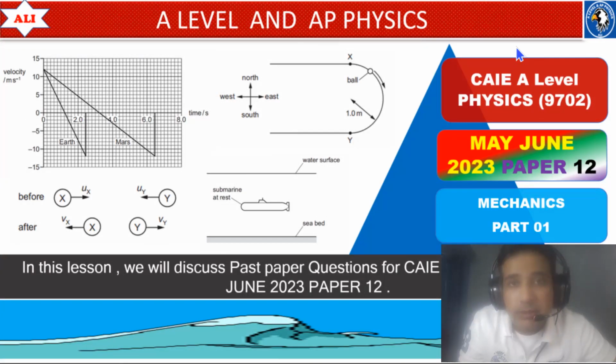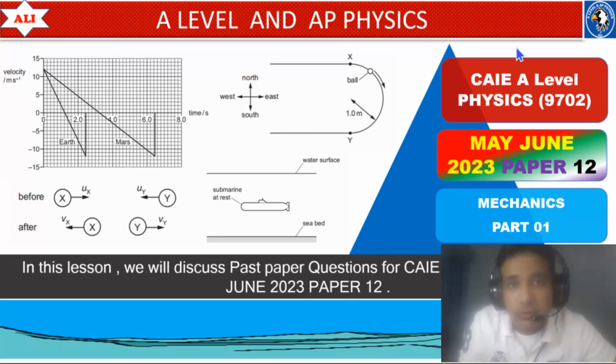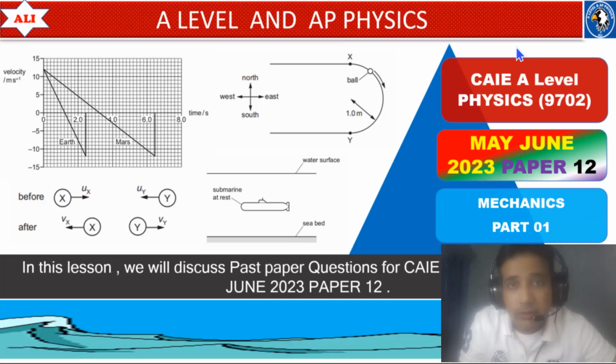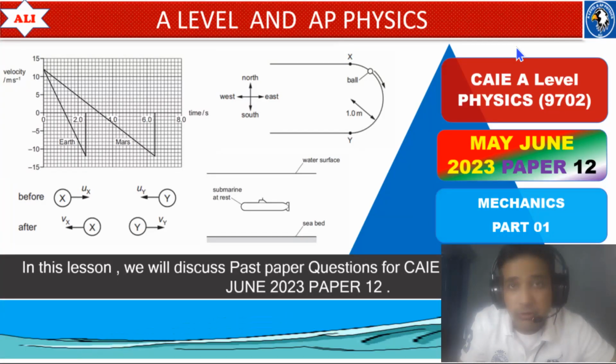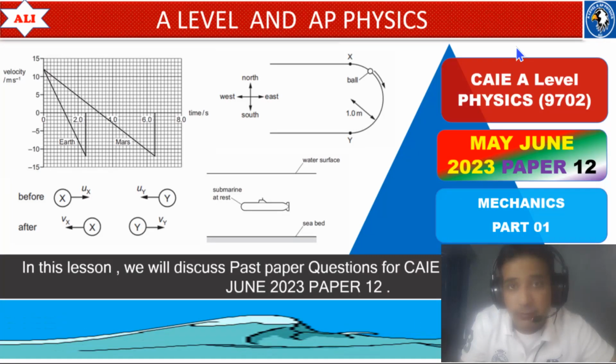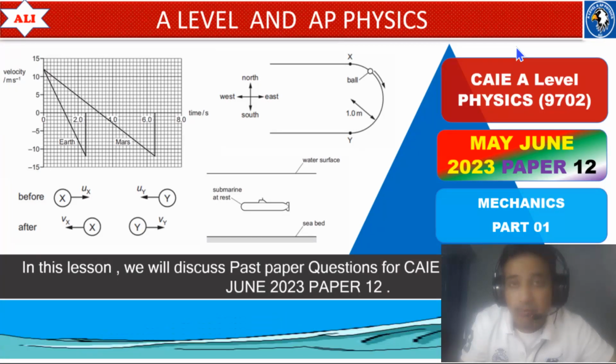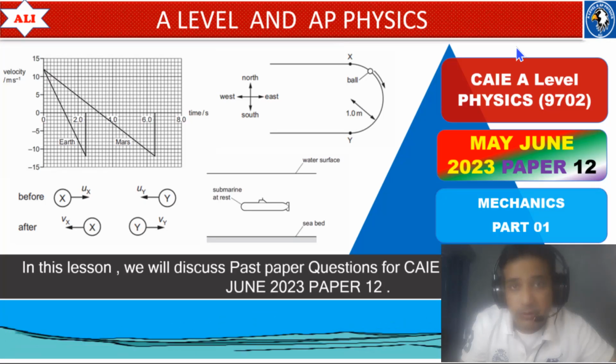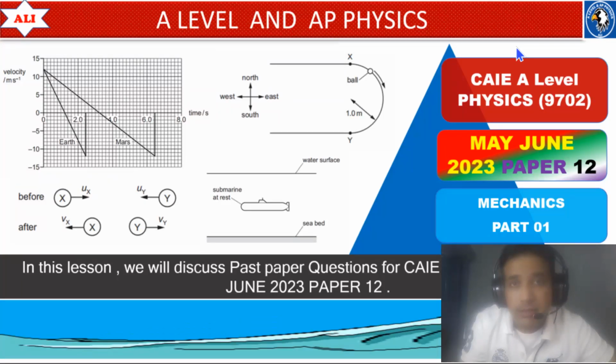In today's lesson, we will discuss past paper questions from May June 2023, paper 1, variant 2. As always we will discuss these questions in detail so you can improve your conceptual understanding of AS physics, and also you can have better understanding of these questions. Let's study together, let's improve together.